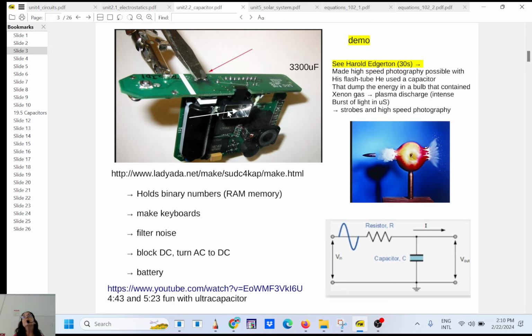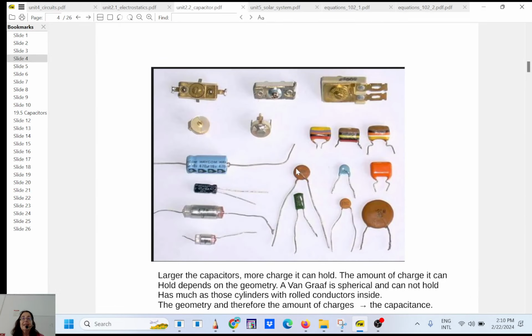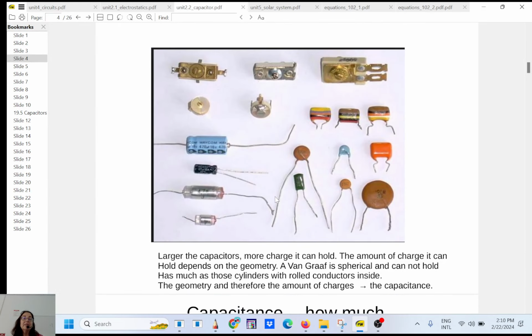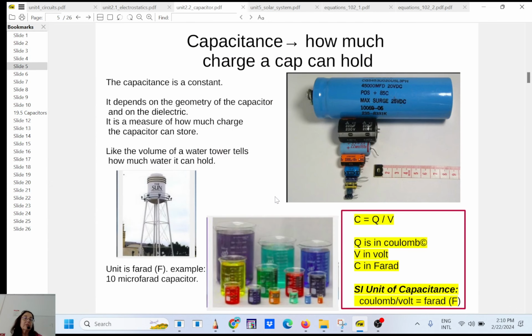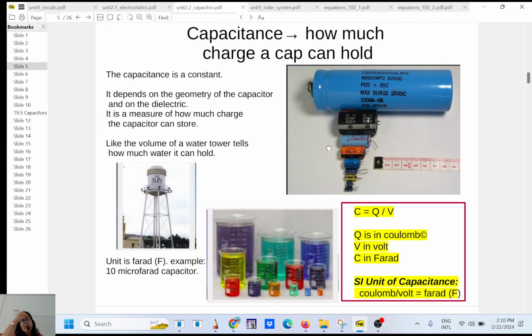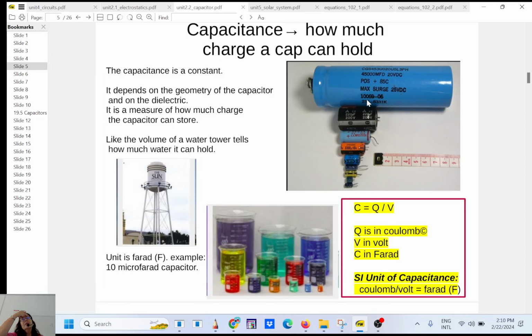If you want to do a demo, there is a very easy demo. Let me get that paper. That's what capacitors look like if you are doing some electric work. You see all those capacitors here?